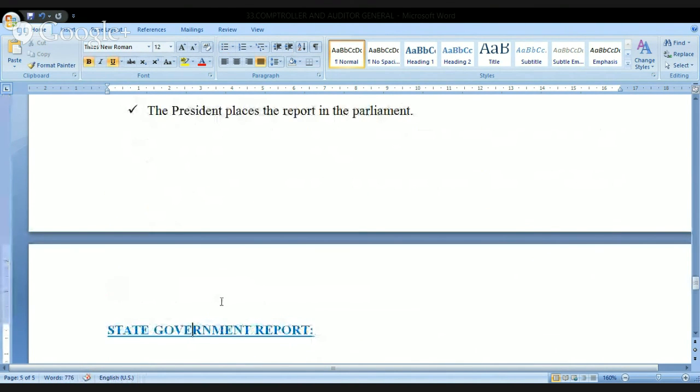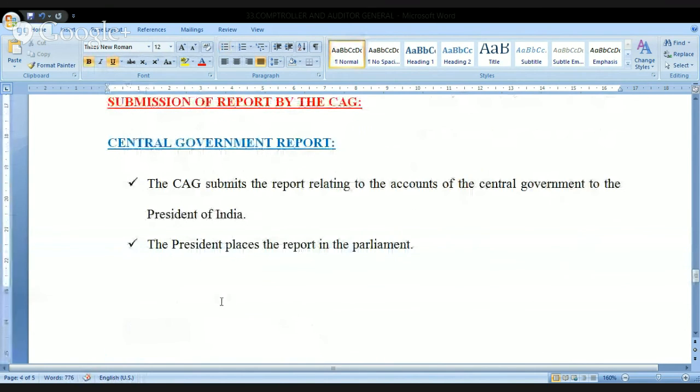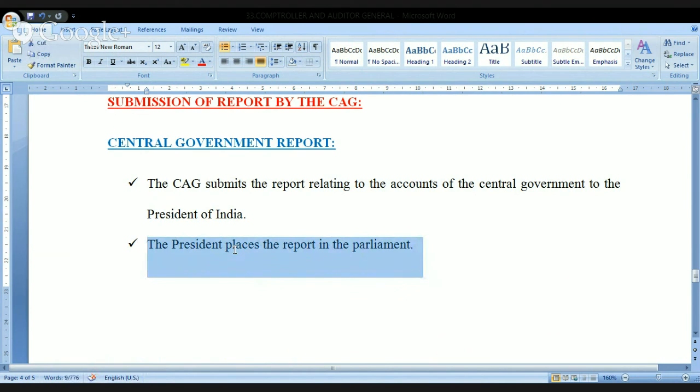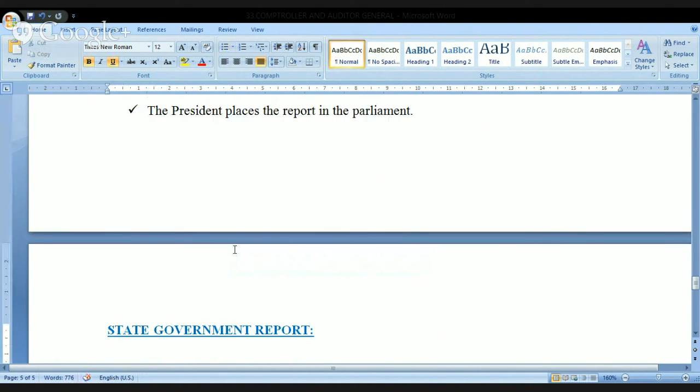Submission of the report. So once you prepare the audit report, what exactly happens? If it is a central government report, the CAG submits the report relating to the accounts of the central government to the president, and the president places the report in the parliament. Simple point here, just remember this. Very, very simple concept. Very frequently asked in the examination.